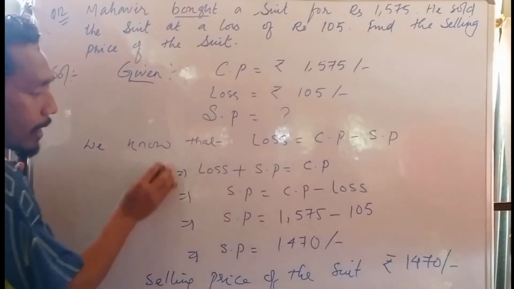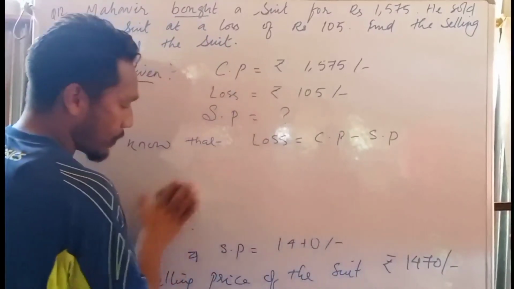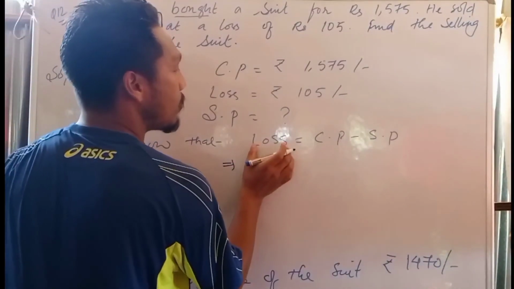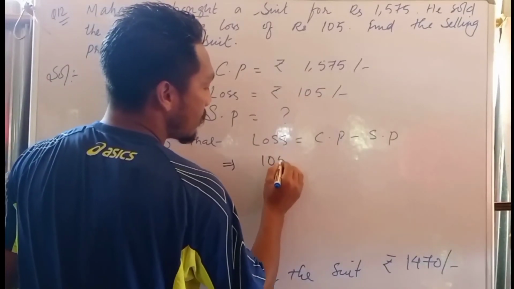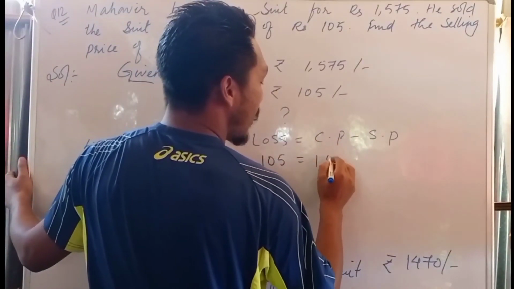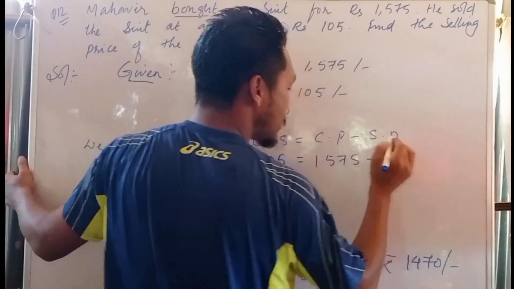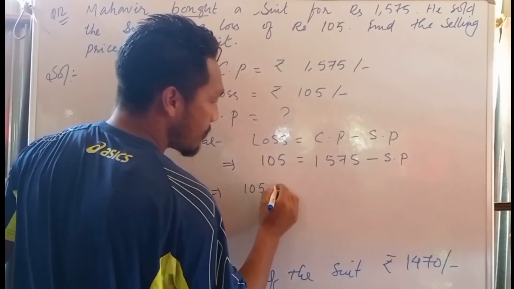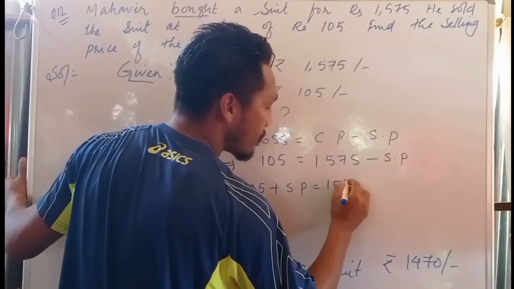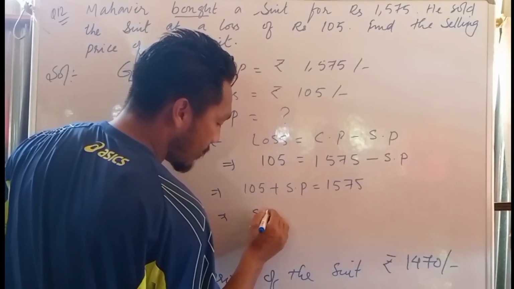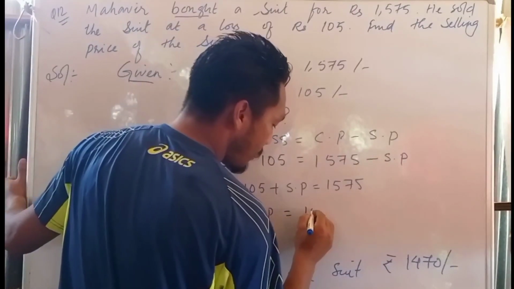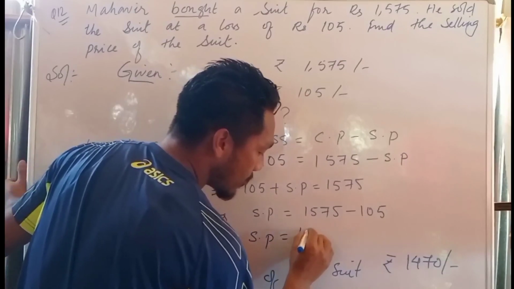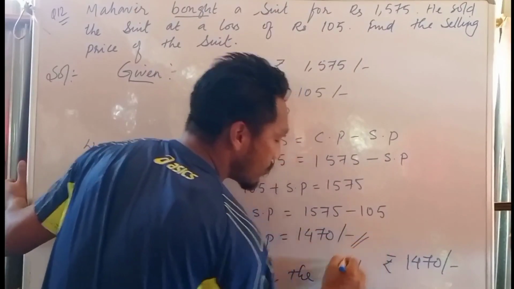You can do it this way, and if you still get confused, you can also do it without changing the formulas, directly putting in the values. Loss is given, 105 is equal to CP, which is 1575, minus SP. It is the same thing. So 105 plus SP is equal to 1575. Now SP is 1575 minus 105, and if you subtract these two, your SP will be 1470 rupees. So this is your answer.